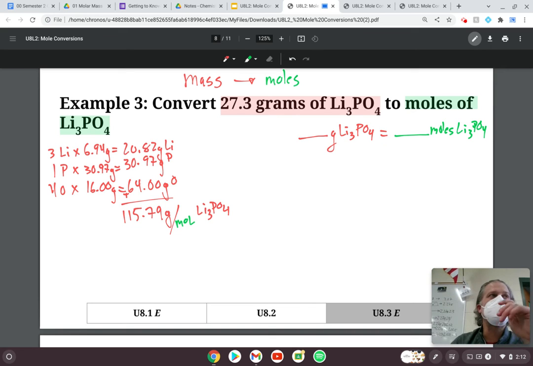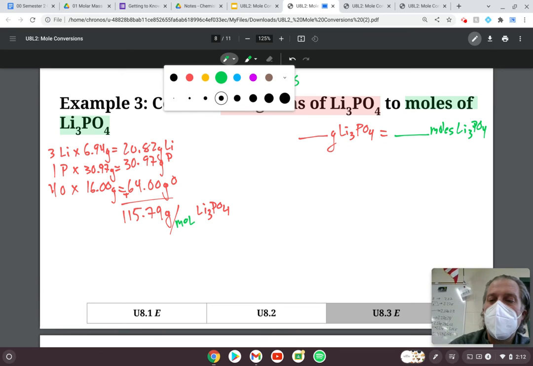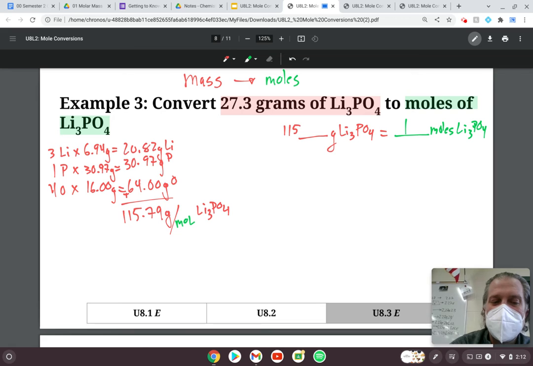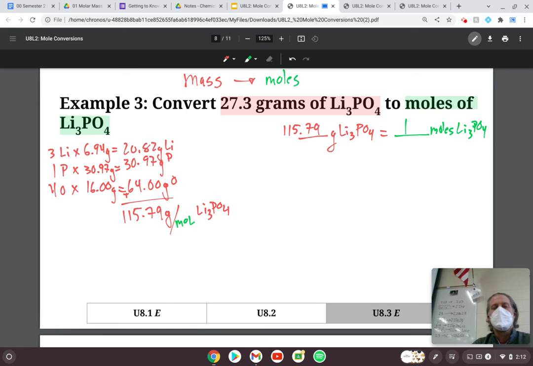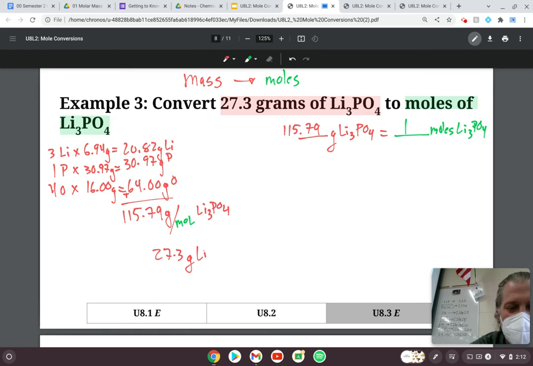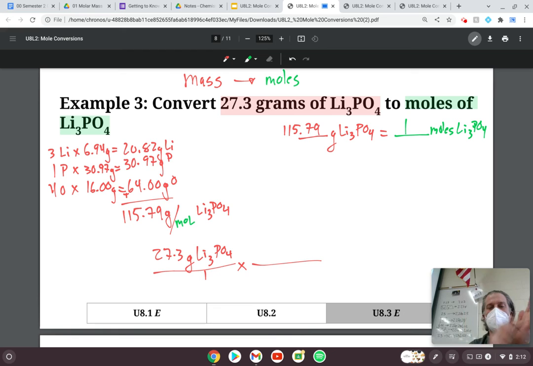The fact that it's grams per mole tells me, though, that for every 1 mole of this substance, I need 115.79 grams of that substance. That's what grams per mole means. So I'm going to take my given, which in this case is 27.3 grams of Li3PO4 over 1. And it's going to be a one-step problem because we're going from mass to moles.